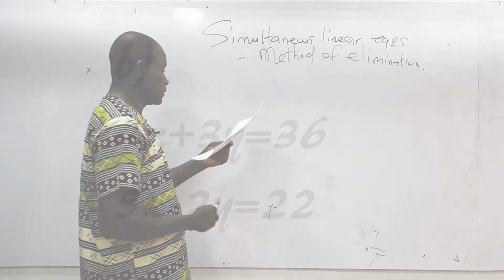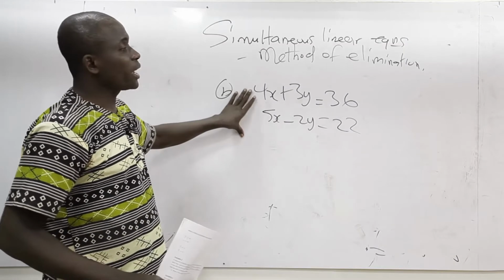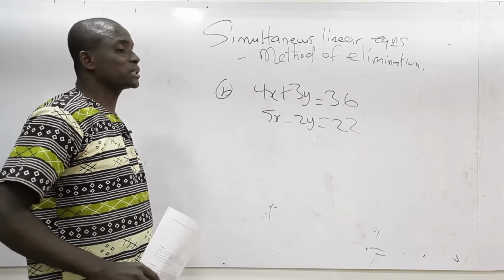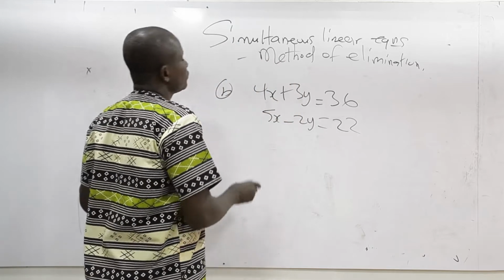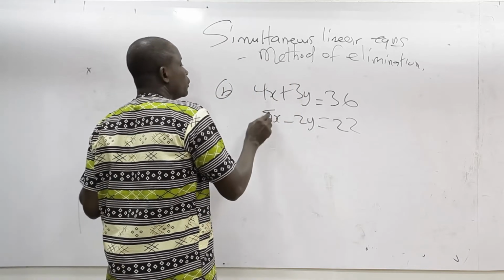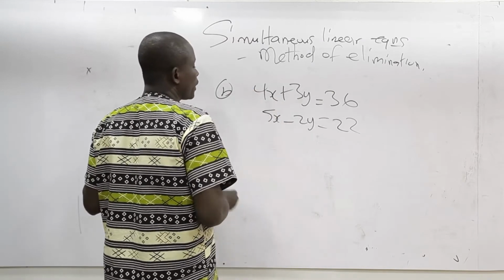So let's see the B side. We have what? 4x plus 3y is equal to 36. Then 5x minus 2y is equal to 22. I've already told you that always in the first one we take our time, but in the subsequent ones our speed increases a little bit. So now, what did we say? Here, we are eliminating x still. So this times this. Okay?